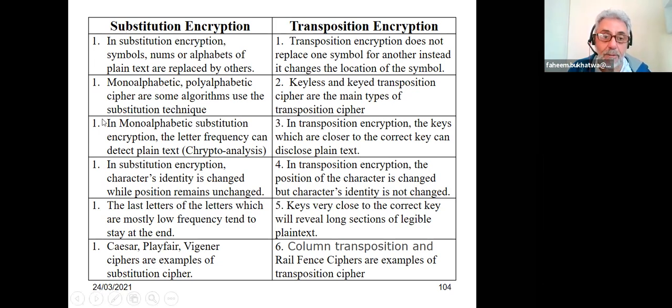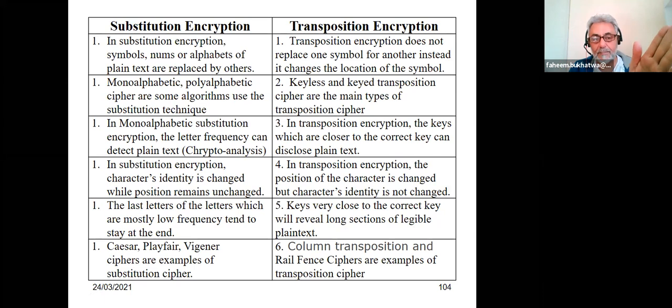In substitution, it can be monoalphabetic or polyalphabetic. Monoalphabetic means the character is always replaced by the same character, like in Caesar's algorithm. Polyalphabetic, like in Vigenère, means a character is sometimes replaced by one character, and if it's repeated, it's replaced by a different character. In transposition, keyless and keyed transposition ciphers are the main types of transposition ciphers. So sometimes transposition doesn't use a key, and obviously most of the time it uses a key.